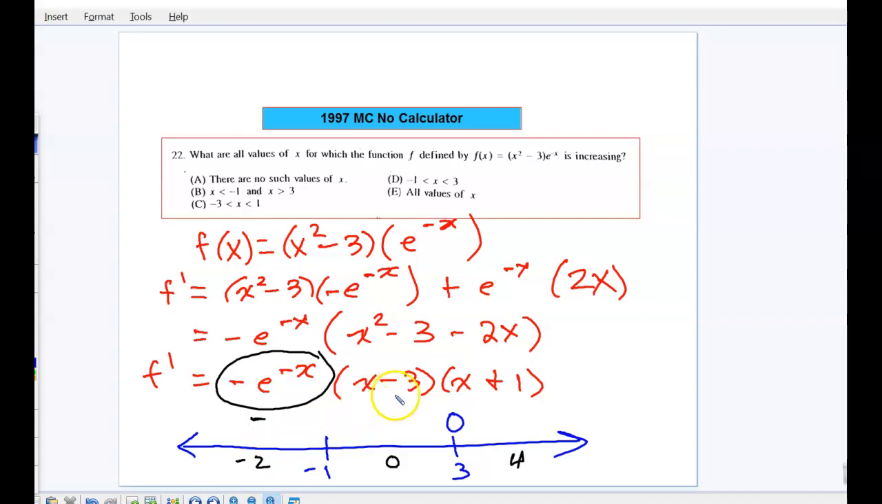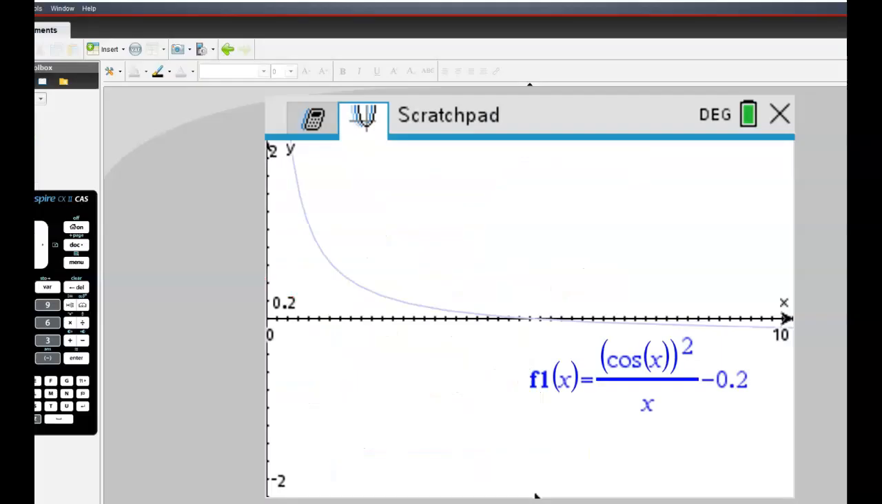So -2 minus 3 is negative. -2 plus 1 is negative, times this negative. It's going to be negative in this region. 0 is negative, positive, negative, which is going to be positive. 4 is positive, positive, but times this negative is going to make it negative. So it is increasing from -1 to 3. In interval notation, it would be that answer right there.